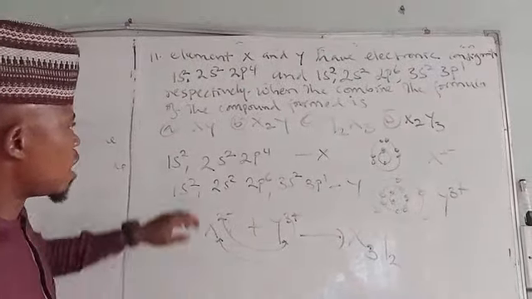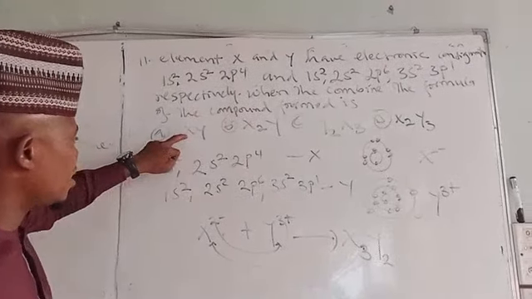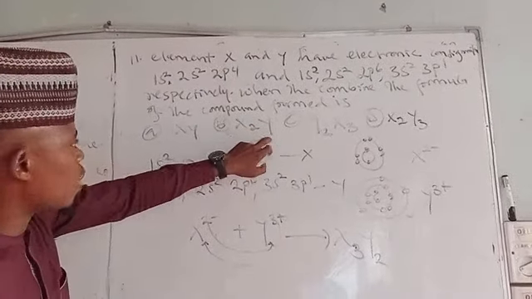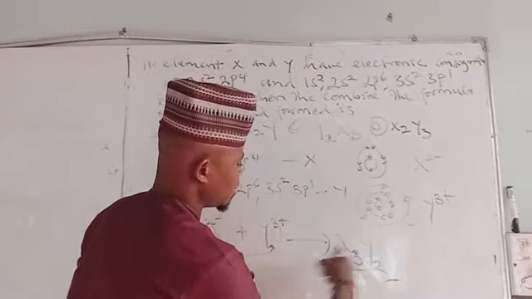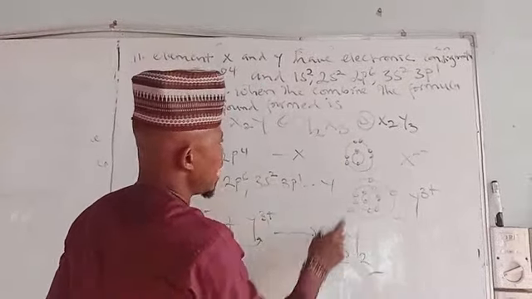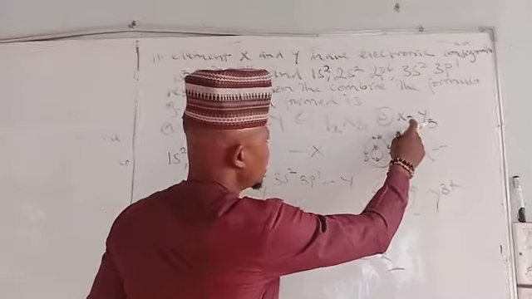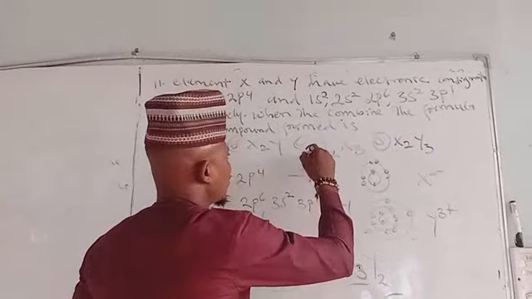Let's check. We have option A, XY; option B, X2Y; option C, Y2X3, normally how it is written; option D, X2Y3. So the correct answer is what?